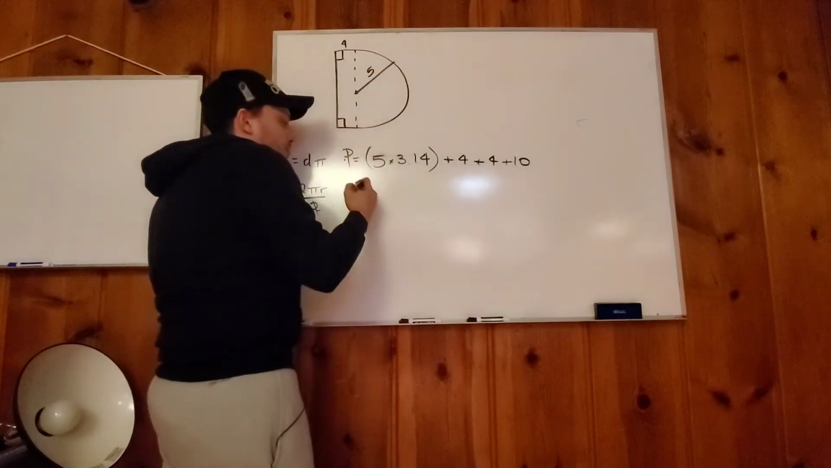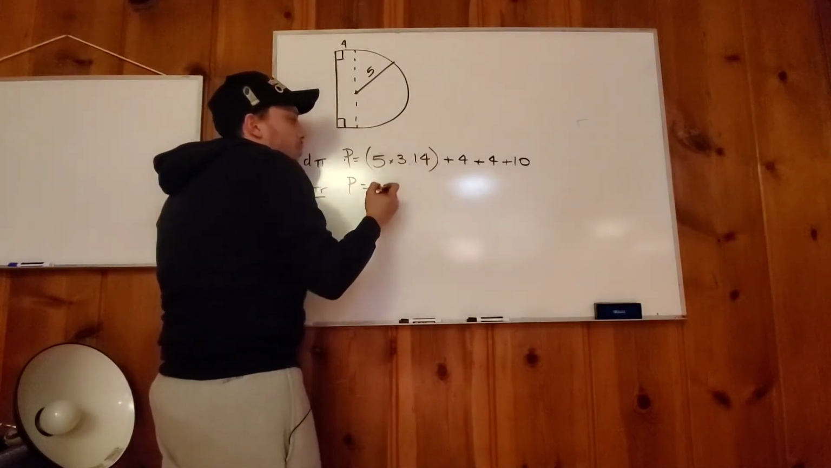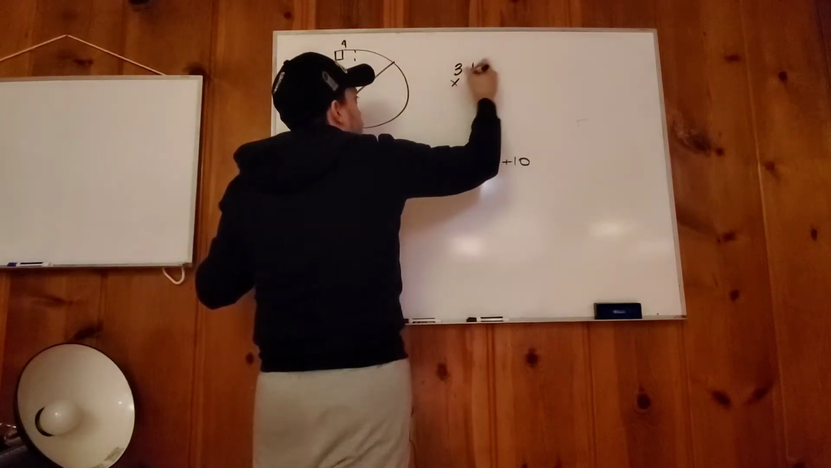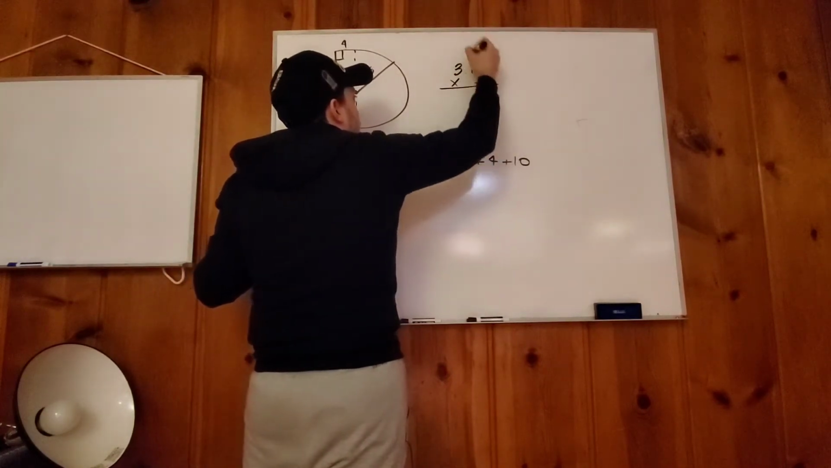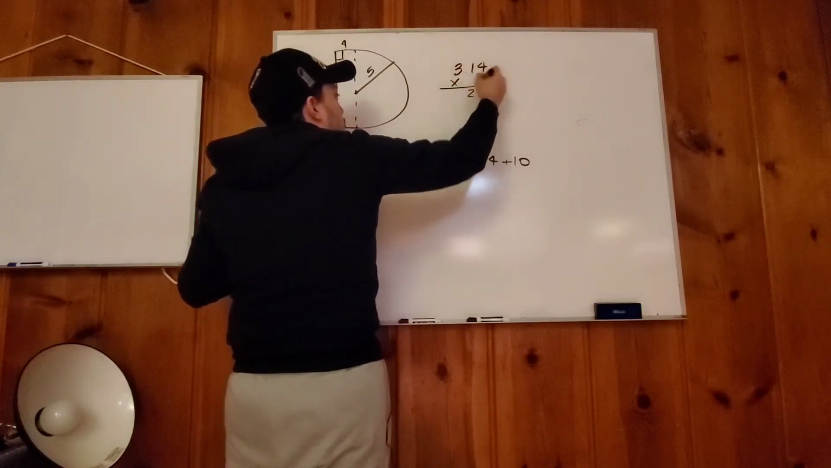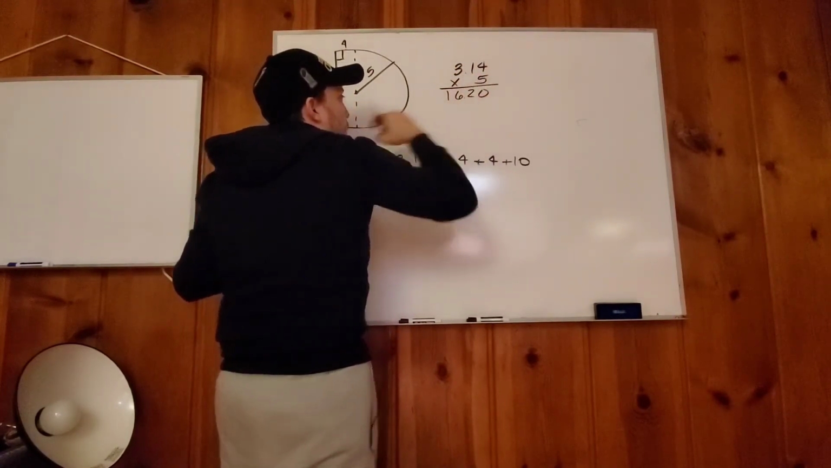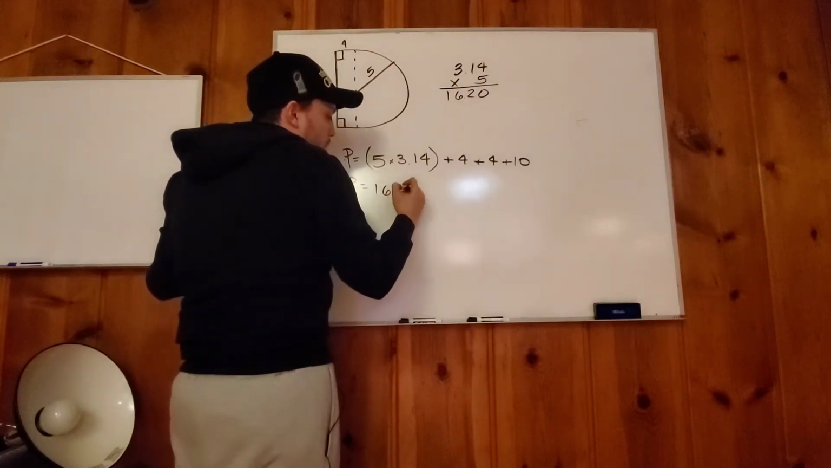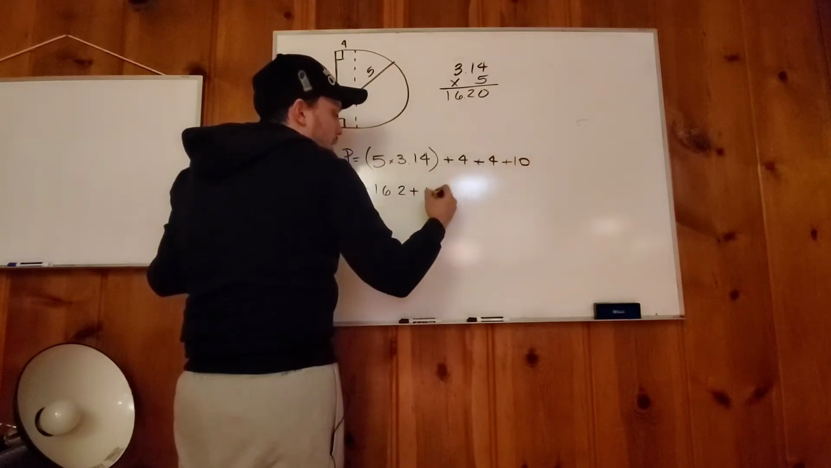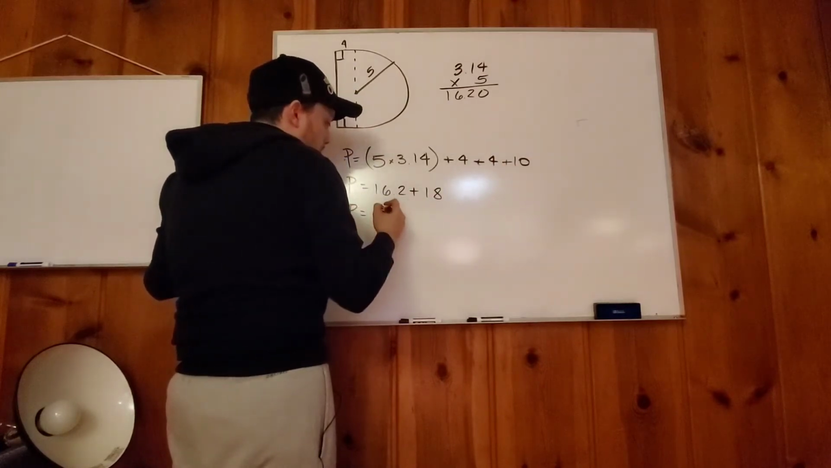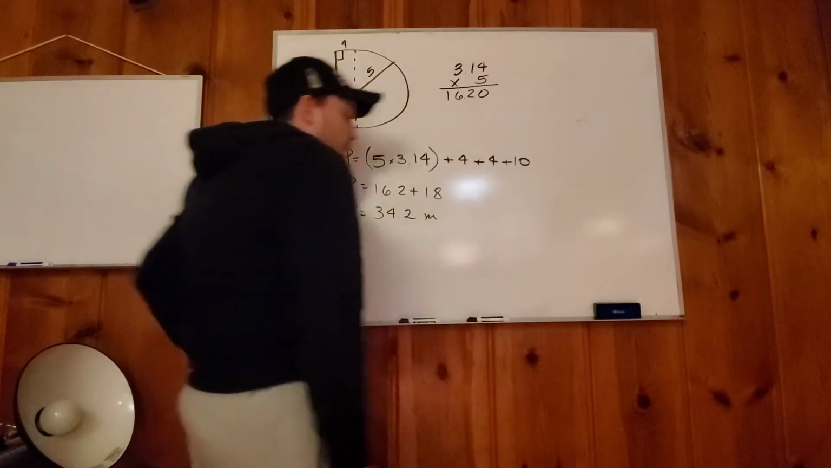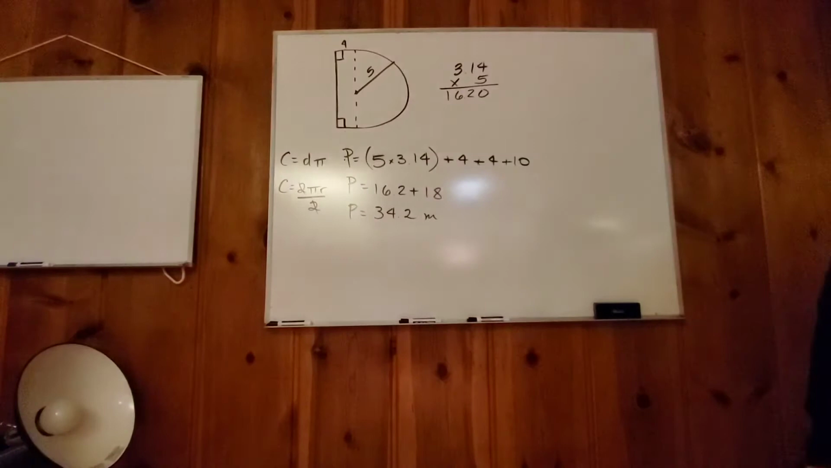Good job. So 5 times 3.14, we're going to have to multiply it right here. 20 and a 2 goes up. 12 and a 1 goes up. 16.20. So 16.2 plus 18 is going to be 34.2 meters. That's going to be my perimeter for the figure.